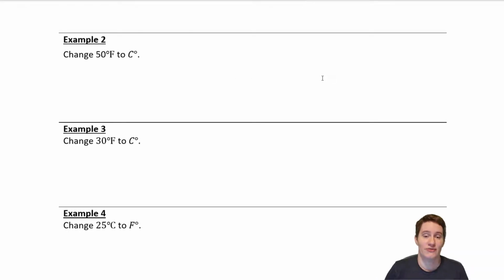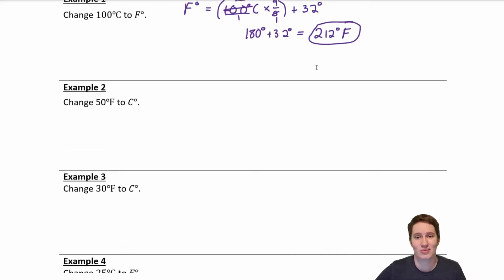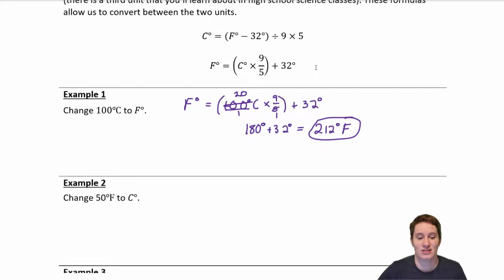Example 2. So we've got 50 degrees Fahrenheit to Celsius. I probably should still keep it where I can see the formula. So this time we want to use the one that has Celsius on the left, because we're trying to get to Celsius. We're going to put in 50 degrees Fahrenheit where F is, and then divide by 9 and times by 5.